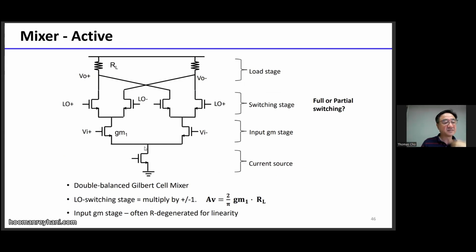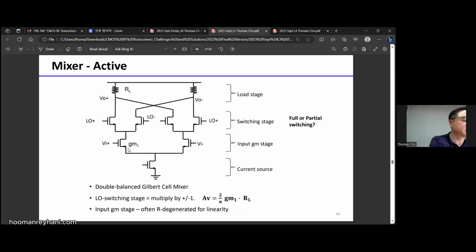So sometimes you put resistance here and here. Let me try to draw it. Yeah, sometimes you put resistance here, then your input range is increased at the cost of reducing the effective gm. But you don't distort the signal, so you need to be aware of that.